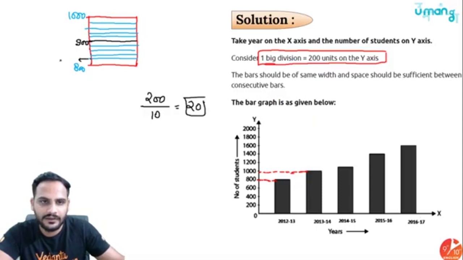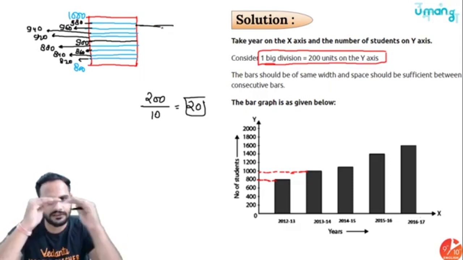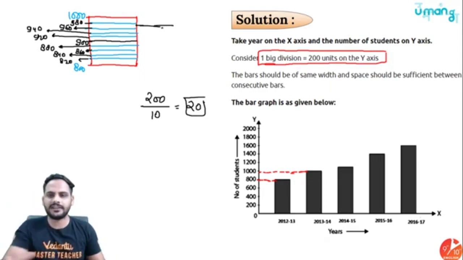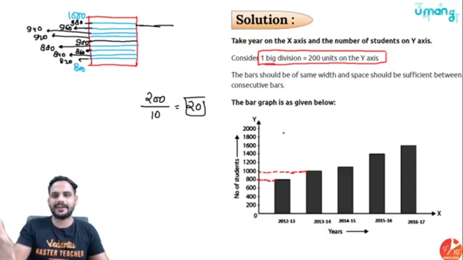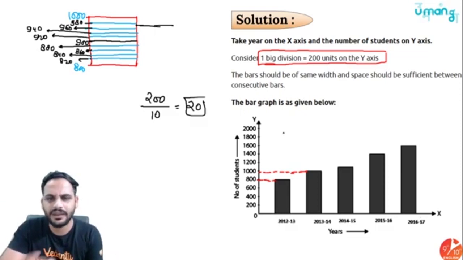So this will be 820. This will be 840. This will be 860. This will be 880. This is 900. Same way 920, 940, 960, 980. So 975 will be exactly below 980, just below that you need to draw. Many students have this doubt, sir, how do we get it? So always take the scale on the y-axis in such a way that it is divisible by 10.